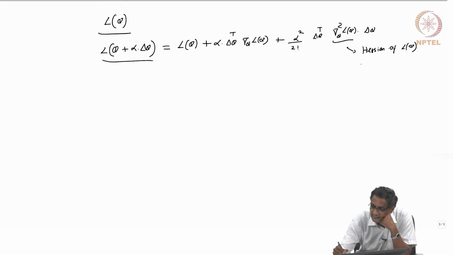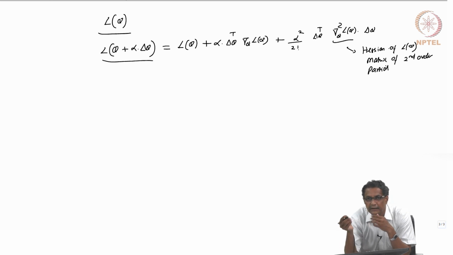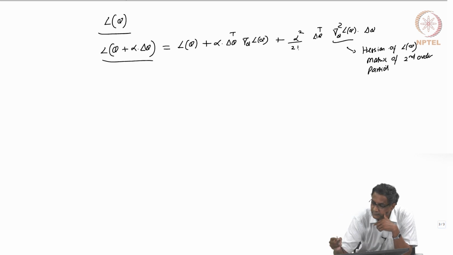The Hessian is the matrix containing the second order partial derivatives of L theta with respect to theta, though this is not important right now. If you go back to that example f of x1, x2, it will be dou square f by dou x1 square, dou square f by dou x1 dou x2, dou square f by dou x2 dou x1, and dou square f by dou x2 square. A 2 cross 2 matrix of second order partial derivatives.